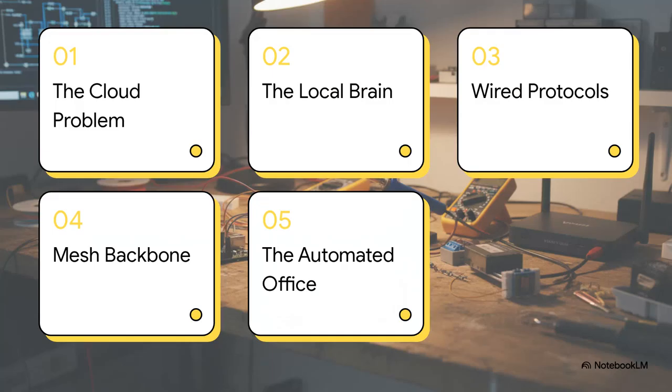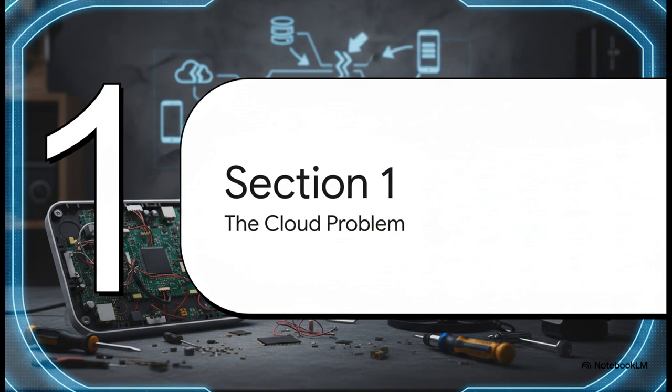Okay, let's dive into this. Here is the blueprint we are building today, going from the foundation straight up to the final room. We're going to cover the cloud problem, establishing the local brain, picking wired protocols, building out a mesh backbone, and finally, the automated office. All right, kicking things off with section 1, the cloud problem.